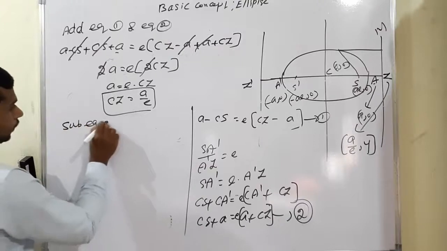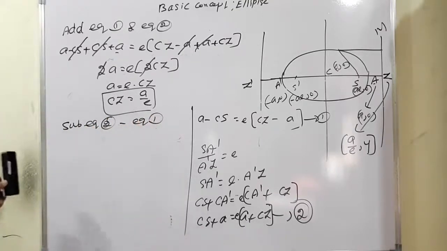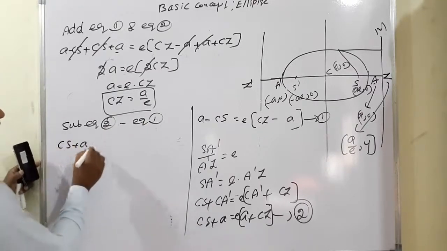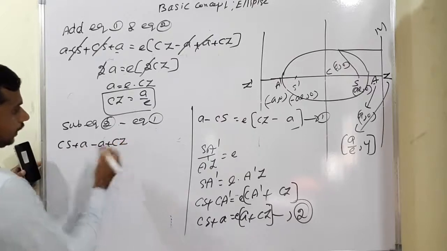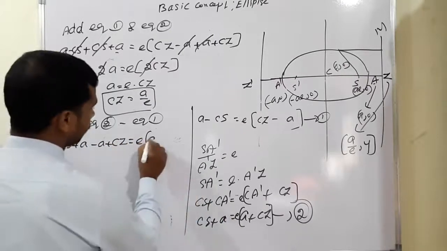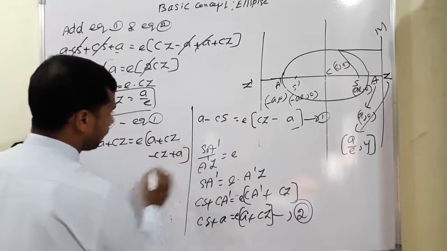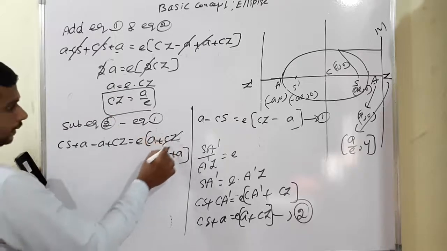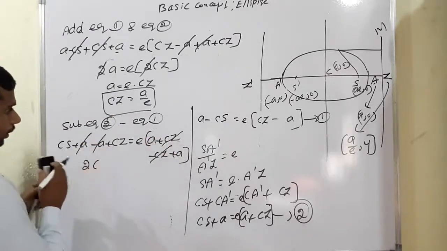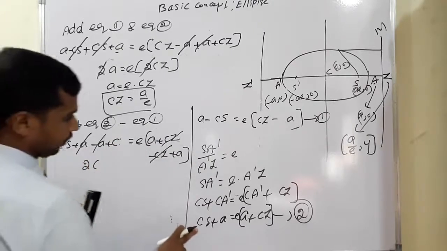Subtract equation 2 minus equation 1. What will happen? Equation 2 minus equation 1 means CS plus A, minus A plus CZ, is equal to E outside. Then A plus CZ minus CZ plus A, that is plus CZ minus CZ plus A minus A. Therefore, this is yes, isn't it?